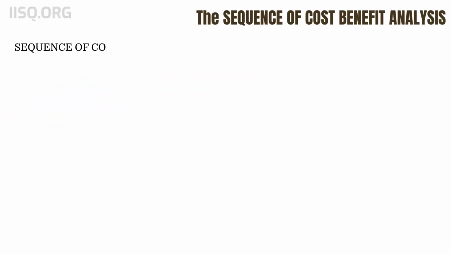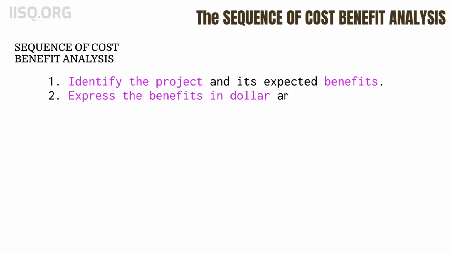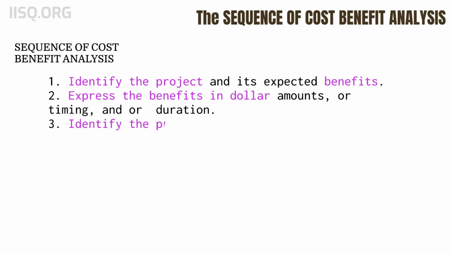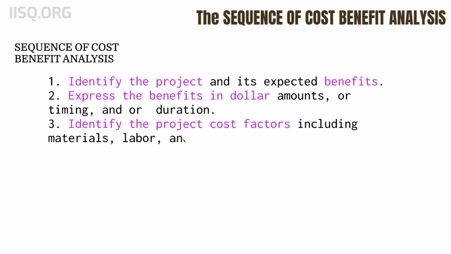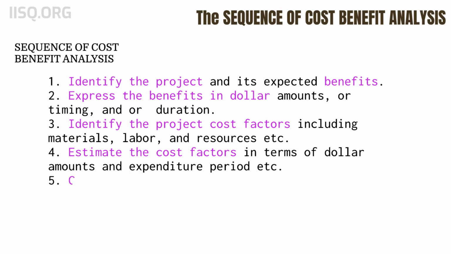For performing a cost-benefit analysis, usually a sequence is followed. First, identify the project and its expected benefits. Then, express the benefits in dollar amounts, timing, and/or duration. Identify the project cost factors including materials, labor, and resources, etc. Then estimate the cost factors in terms of dollar amounts and expenditure period, etc.